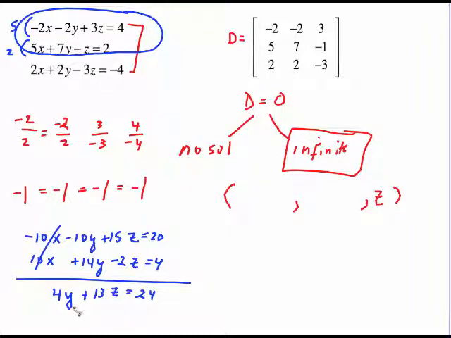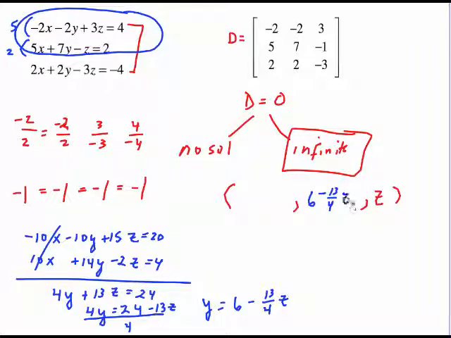And that equation is good for me to solve for y and get a solution in terms of z. So subtract 13z from both sides. I have 4y equals 24 minus 13z. Divide everything by 4. And this will work out to be y equals, 24 over 4 is 6, minus 13/4 z. That is my expression for y: 6 minus 13/4 z. I have to come up with an expression for x, and I'm going to have to use one of these equations and plug in what I know for y and for z.